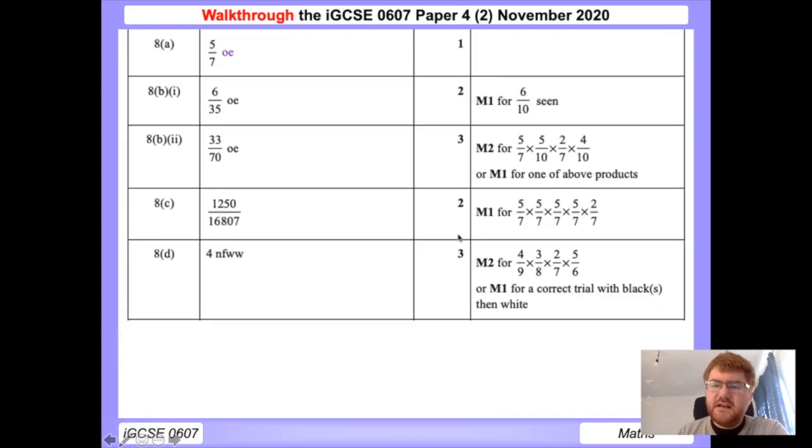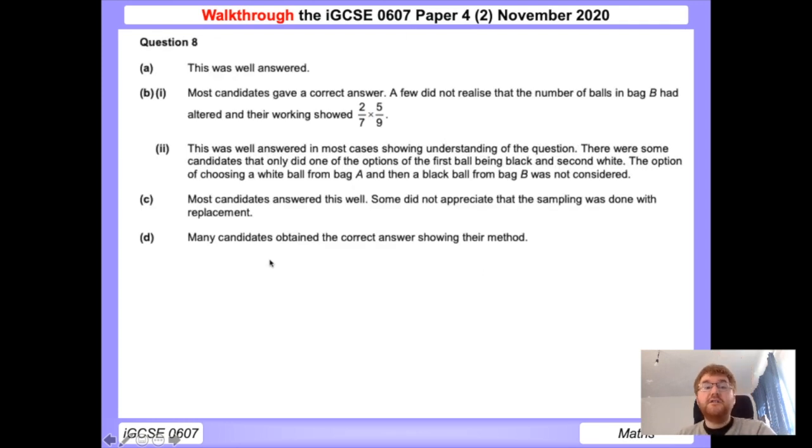Okay, quick look at the mark scheme so you can have a look through. Just make sure you understand the OE, which is "or equivalent". I think, if I remember rightly, you can't just write down the number 4, you have to show corresponding working to that as well.